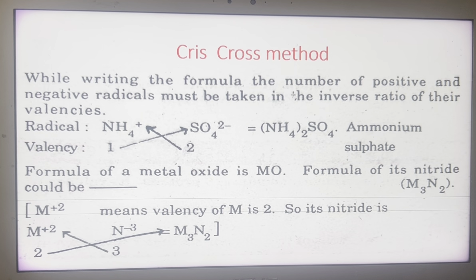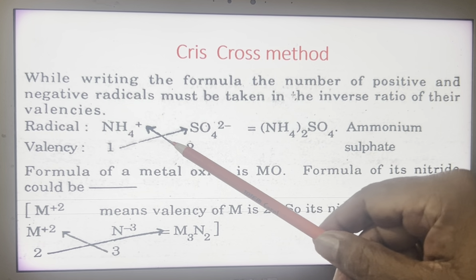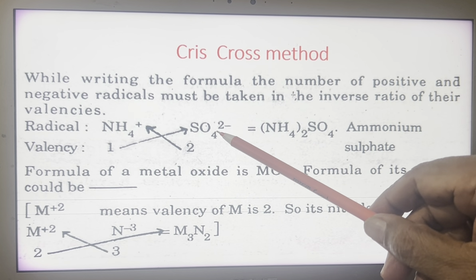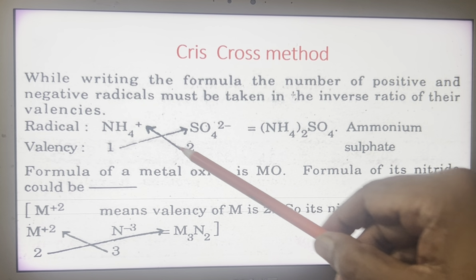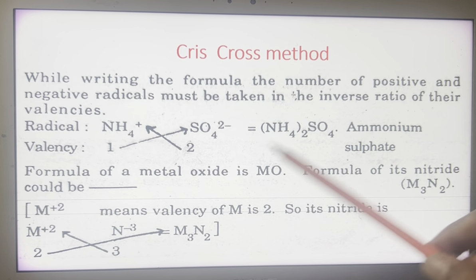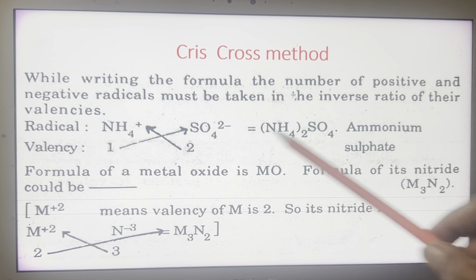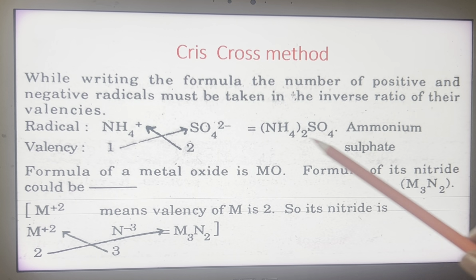So let us see. Ammonium sulfate, you have already seen. Ammonium ion, 1 valency; sulfate, 2 valency. This 2 is written under the ammonium, and this 1 is written under sulfate. So the formula of ammonium sulfate is (NH4)2SO4.